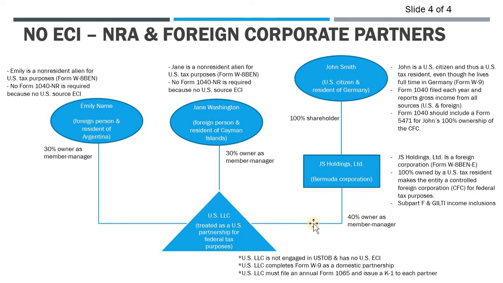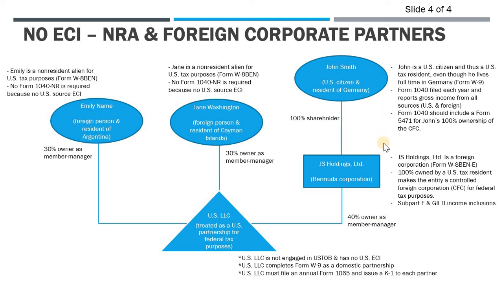No US TOB, no US source ECI. But it needs to make sure it's reporting the gross income and expenses and reporting the net allocation to each partner. Do not assume that because you have all foreign partners, you can leave the K-1s blank.